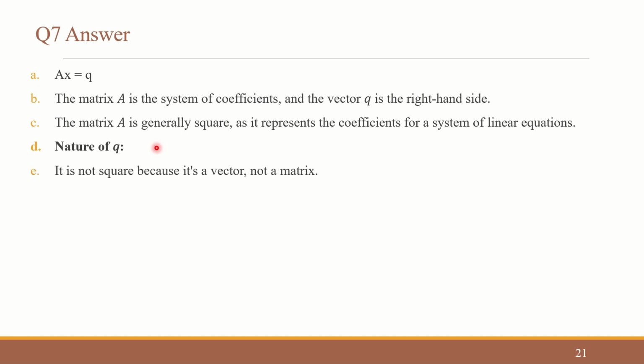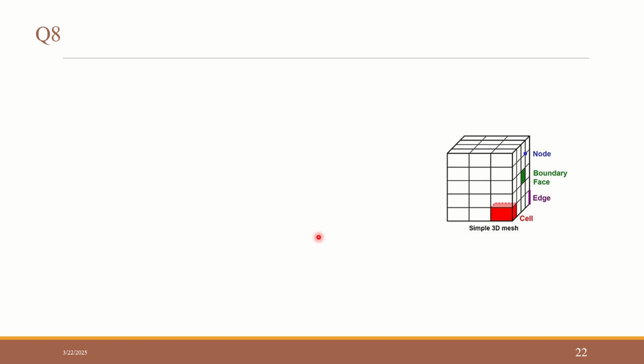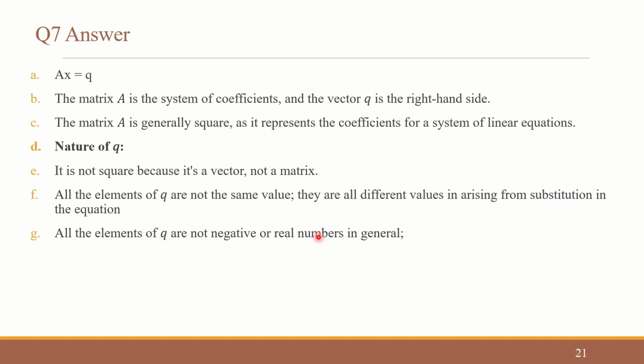Nature of Q: it is not square because it is a vector. It is a column matrix, a column vector, and it is not a square matrix. All the elements of Q are not the same values. They are all different values arising from substitution in the equation. All elements of Q are not negative or real numbers in general. So that is for question 7.